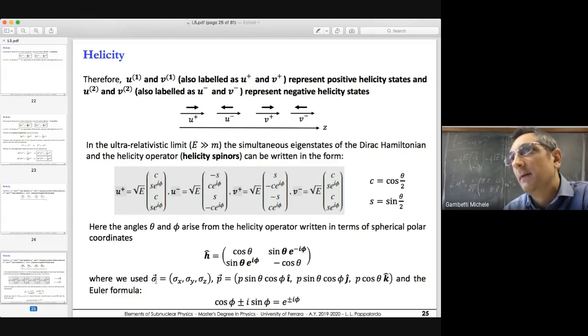So the Pauli matrices stay the same, but the momentum is now expressed, so the x, y, and z components are now expressed in terms of polar coordinates. And once you do this, the helicity operator will look like this. Then you also apply the Euler formula, okay? And then at the end, with some algebra, your helicity spinors will look like this, okay? If you're interested in the details of the passages, you find them in the main textbook, but I will not care about this.